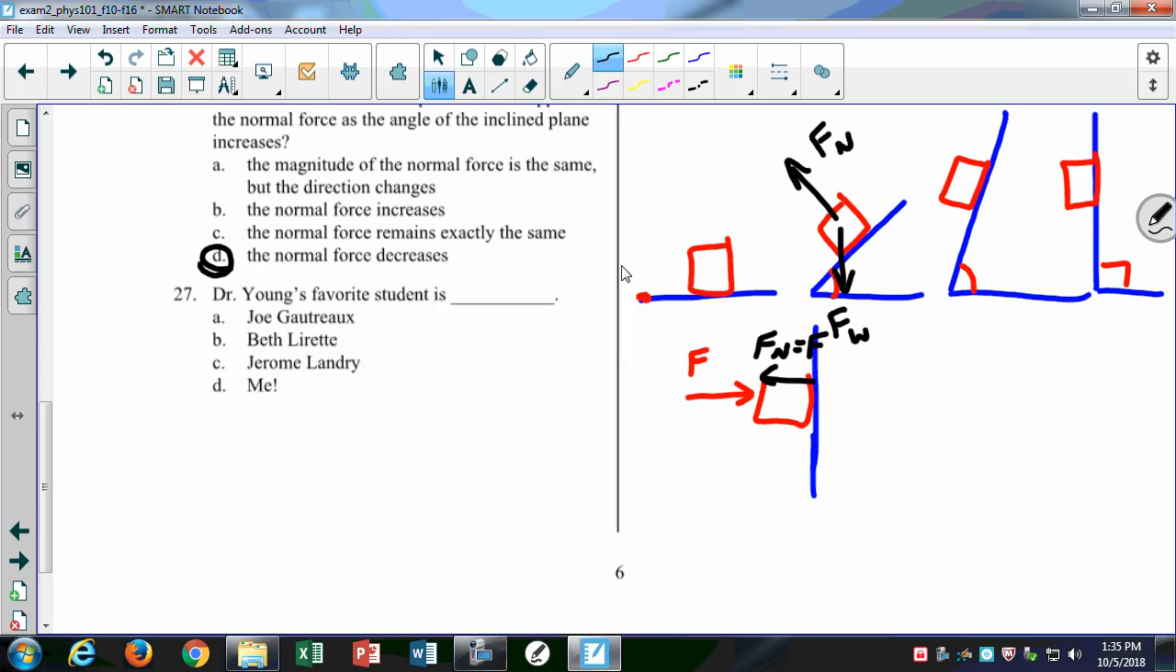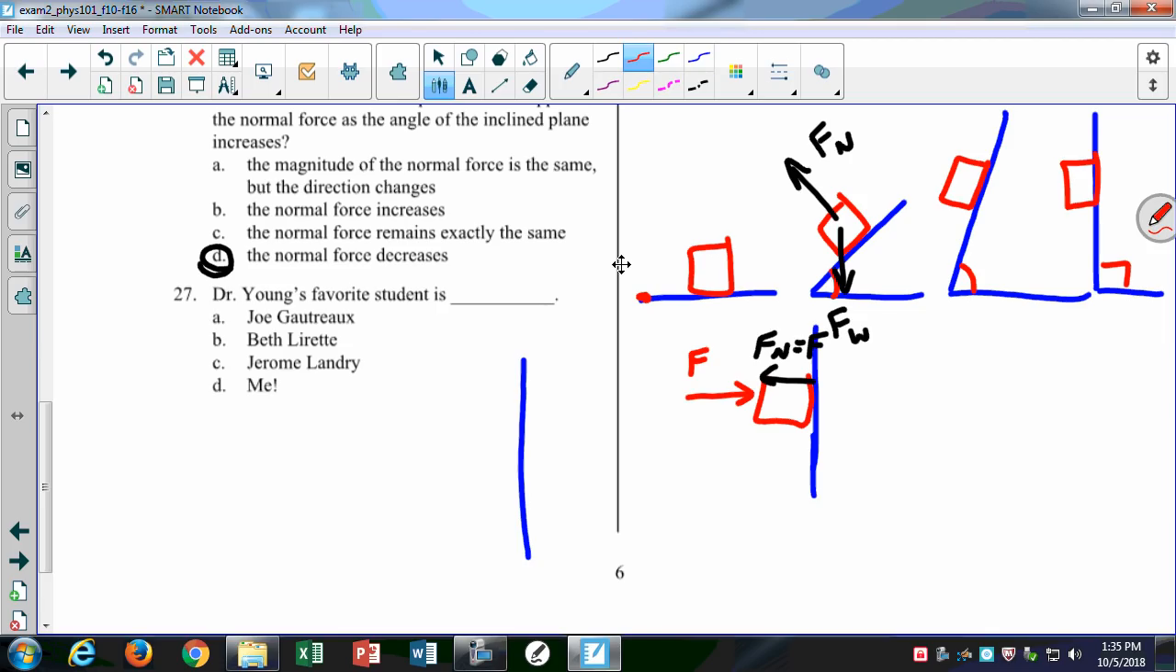The frictional force is proportional to the normal force, right? And so if the normal force is decreasing here, that means the frictional force is also decreasing. You follow me? If the object's moving. Like you said, if you hold something against the wall, then the normal force and the frictional force are equal.